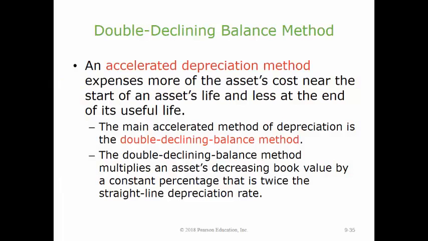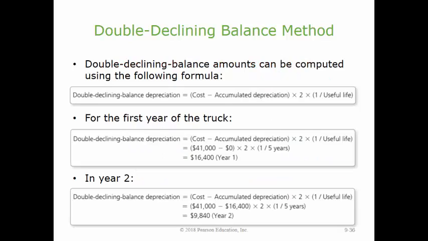Accelerated depreciation is a method that expenses more of an asset's cost near the start of its useful life and less at the end of its useful life. The main accelerated method of depreciation is the double declining balance method. The double declining balance method is an accelerated depreciation method that computes annual depreciation by multiplying the depreciable asset's decreasing book value by a constant percentage that is 2 times the straight line depreciation rate.